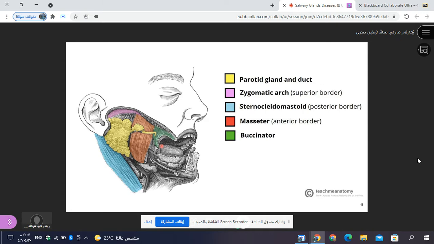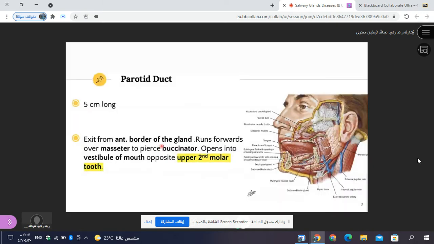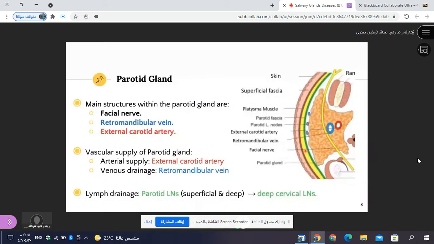So it's an important landmark. As I explained earlier, the parotid duct is 5 cm long, exits from the anterior border of the gland, runs over the masseter muscle, then pierces the buccinator muscle حتى تفتح opposite the upper second molar tooth. Regarding the structures, there are 3 important structures that run within the gland itself. You must memorize them. اللي هي facial nerve وزي ما قلنا قبل والريترومانديبولار vein والاكسترنال carotid artery.